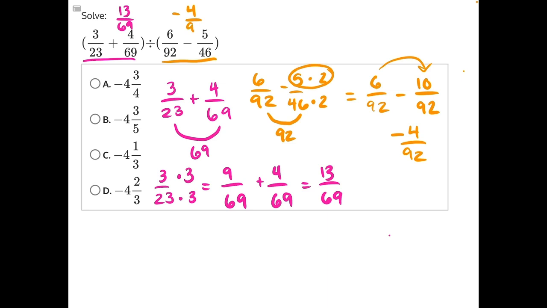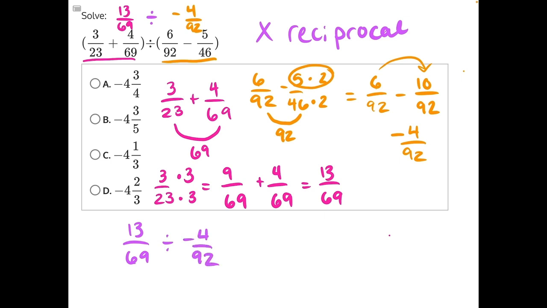So now that these parentheses have been simplified, it's time to divide them. And remember, dividing by a fraction is the same thing as multiplying by the reciprocal, or the flip of that fraction. So instead of saying 13 over 69 divided by negative 4 over 92, we can say it's actually times the flip. So flip the numerator and denominator, 92 over 4, and it's still negative.